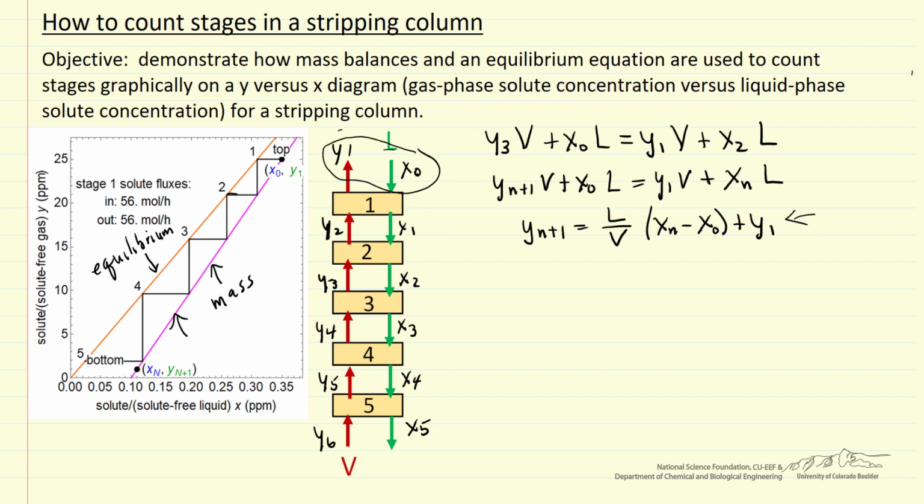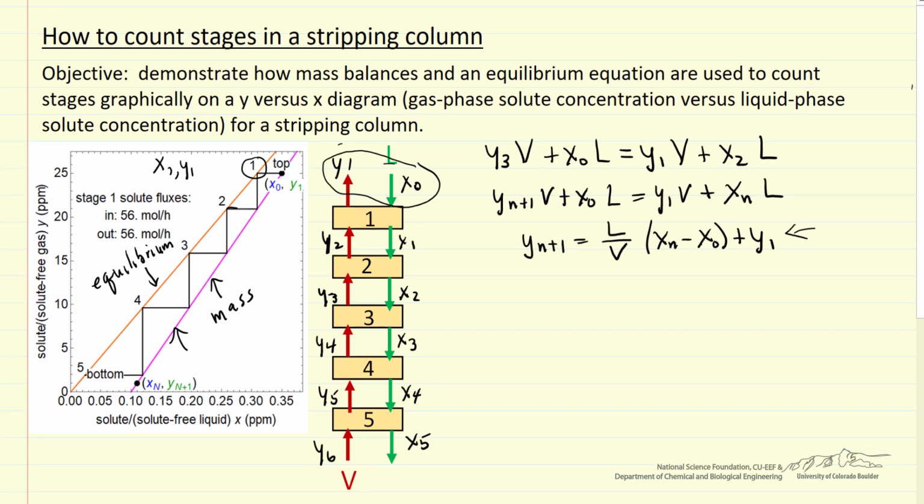So for this equation, if I had n equals 0, then y1 and x0 would be on that mass balance line. So point 1 corresponds to x1 and y1. So they're in equilibrium. Those are the values leaving stage 1. So they're on the equilibrium line.